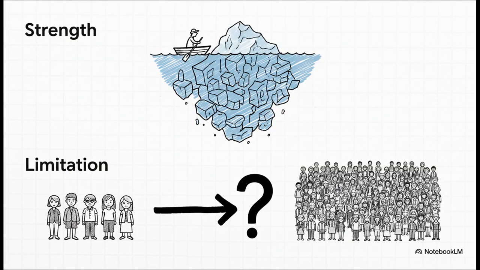You can uncover these incredibly rich, complex reasons for why people do what they do. But because you're studying small groups so intensely, it's really hard to say that your findings apply to everyone. And it's also almost impossible to replicate a qualitative study exactly, because no two human situations are ever truly the same.